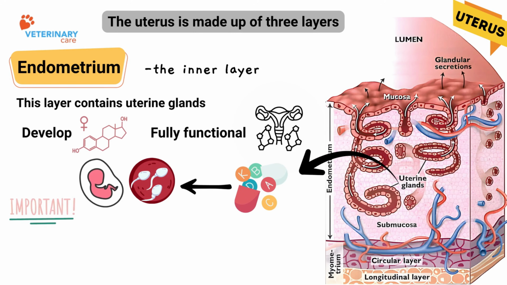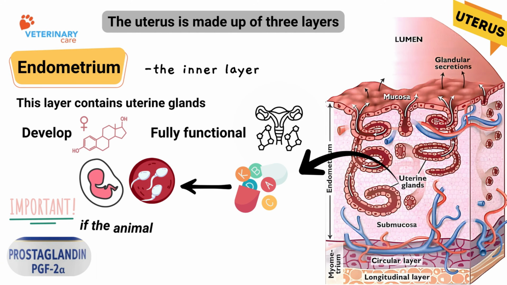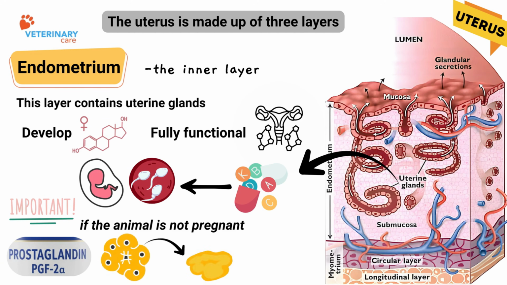A very important function of the endometrium is the production of prostaglandin, PGF2-alpha. If the animal is not pregnant, this hormone causes the corpus luteum to regress, a process called luteolysis, which helps restart the estrous cycle. We'll cover that more in detail in a future video.